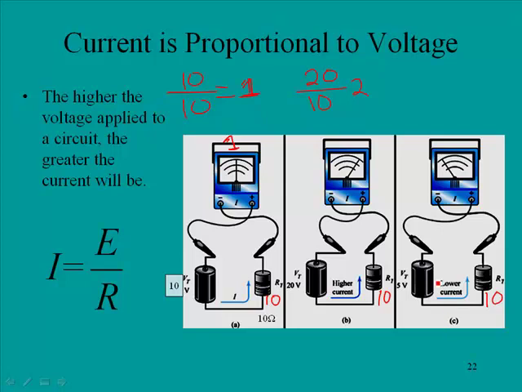And in this case here, the voltage drops to 5 volts, and the resistance is 10, so now the current drops in half, and you notice the meter here is going down. So in all cases, voltage is directly proportional to current.